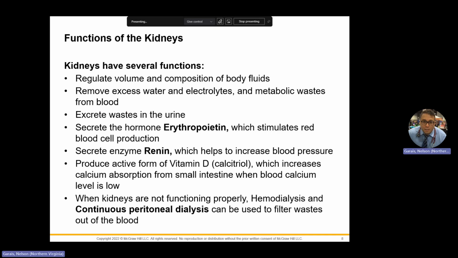Let's talk about renin, angiotensin, aldosterone later, but just know that renin, angiotensin, and aldosterone help to increase blood pressure, and we're going to talk about the details momentarily.